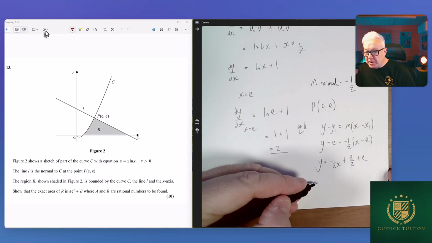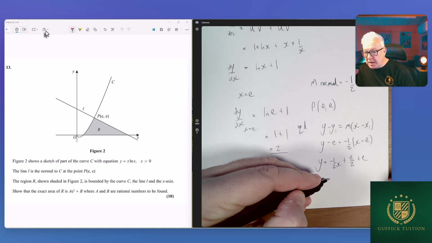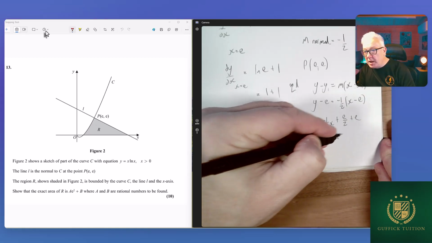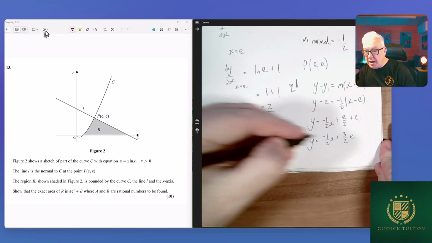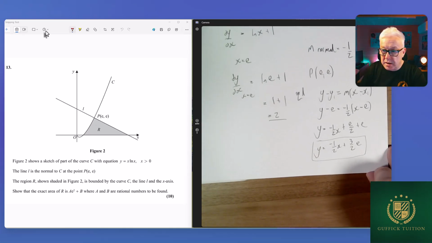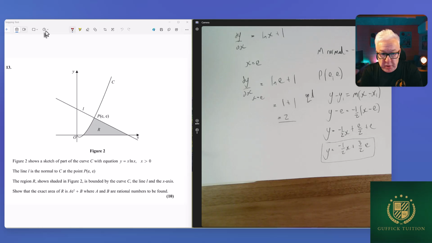So that gives us the equation of the line: y equals minus a half x plus 3 over 2 e. And that is our equation for the normal. Perfect.